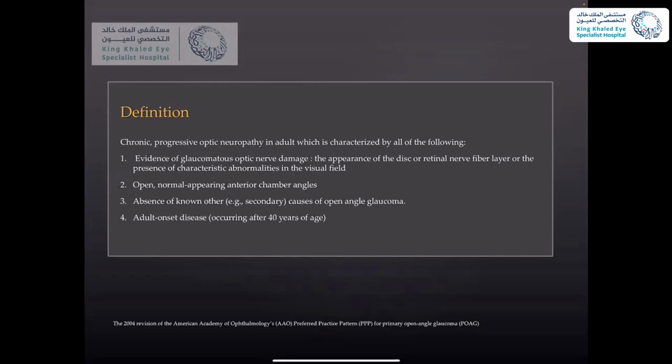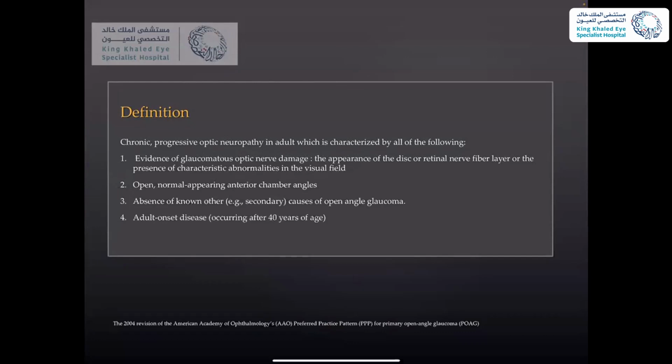First of all, to have evidence of glaucomatous optic nerve damage, either by appearance, by looking at the disc and seeing a cupping, or by imaging, by doing a nerve fiber layer image, or by doing an investigation like a visual field to see characteristic abnormality or changes in the visual field.